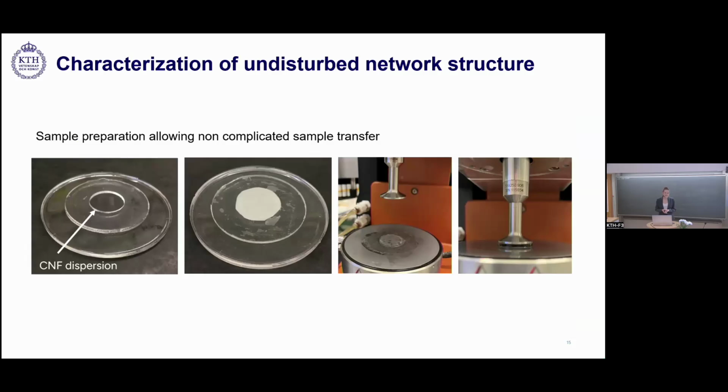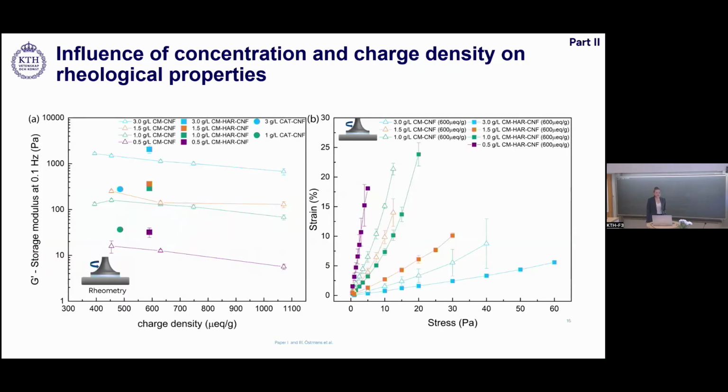But in order to do that, we actually needed to prepare a very special sample preparation, which allowed us to actually characterize the undisturbed network structure. So to do that, we actually designed a PDMS mold, which we can disassemble into 2 pieces. So this allows us to create the hydrogel before the measurement and make sure it can fully diffuse, and then move it to the rheometer and measure the rheological properties. And this method actually allowed us to measure the rheological properties of many different types of hydrogels.